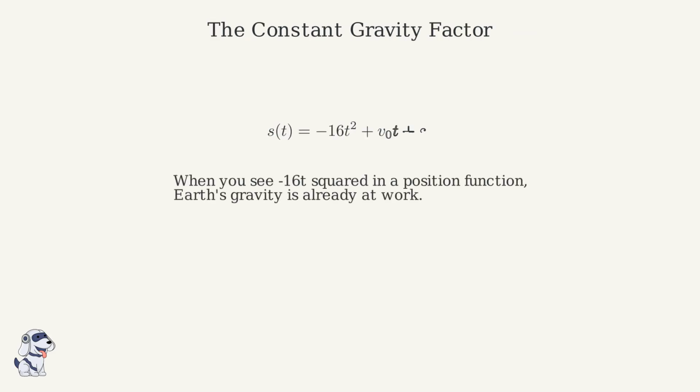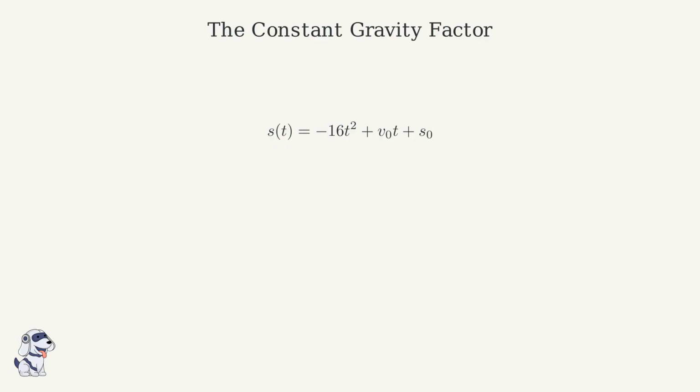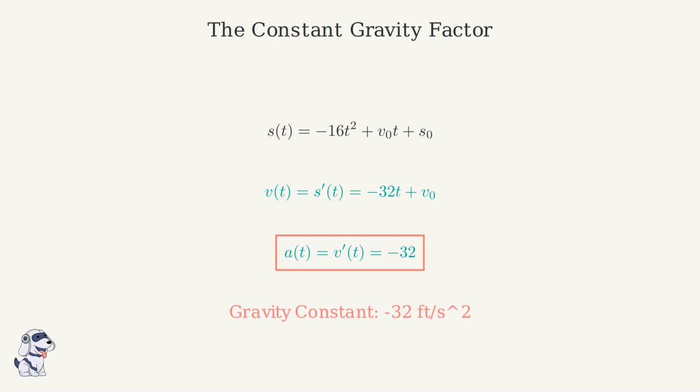When you see a position function containing a negative 16t squared, it means Earth's gravity is already baked into the equation. Let's see why this constant is so important. By taking the first derivative, we get the velocity function. The power rule turns the negative 16t squared into negative 32t. Now we take the derivative again to find acceleration. The derivative of negative 32t is just negative 32. This is Earth's constant gravity in feet per second squared. Regardless of the initial velocity or starting height, the acceleration due to gravity on Earth is always negative 32 feet per second squared in these physics problems.